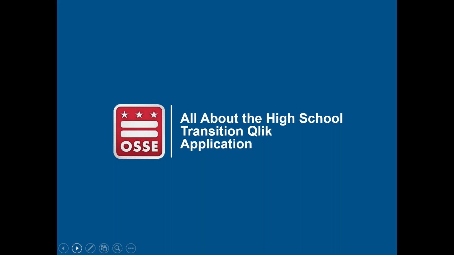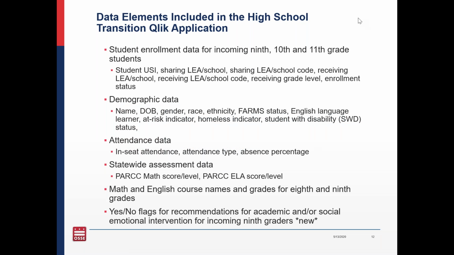Now we're going to dive deeper into the High School Transition Qlik application. The data elements of this application include student enrollment data for incoming 9th, 10th, and 11th grade students. This includes elements such as student USI, the sharing LEA and school, the receiving LEA and school, enrollment status, and so on. Demographic data includes name, date of birth, gender, race, ethnicity, FARM status, English language learner status, the at-risk and homeless indicators, student with disability status, and so on.